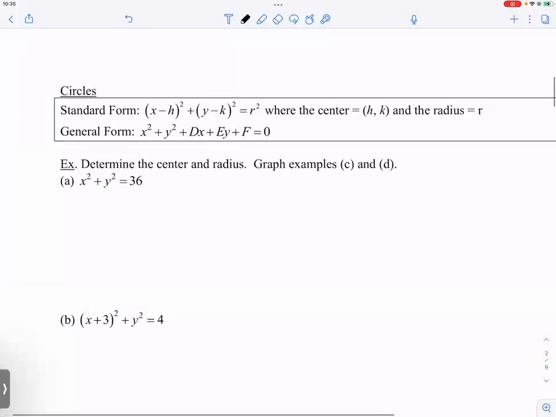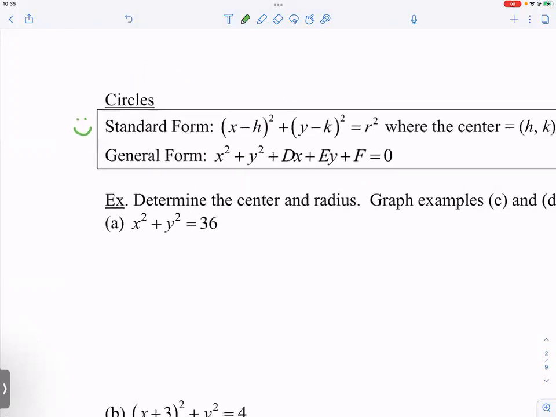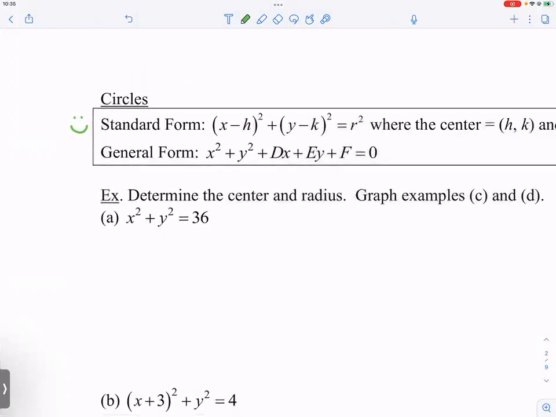All right, so if you look at the top of the page, you will find the equations. Now, what I would tell you is this. Standard form, you can go ahead and put a little smiley face on the side. We love it, okay? Because it tells us good information. It tells us where the center is and what the radius is.